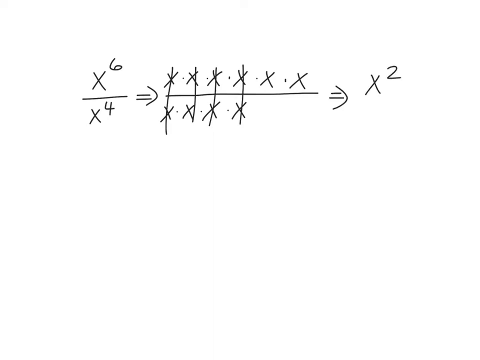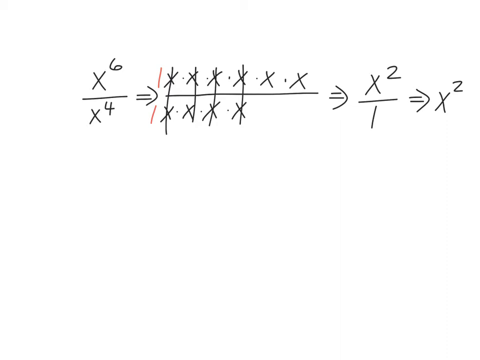Now what's it leave on the bottom? Technically there is a 1 there, just because there's a 1 right here, just like there was a 1 right there. So again, if you simplify that, that's just x to the second power.